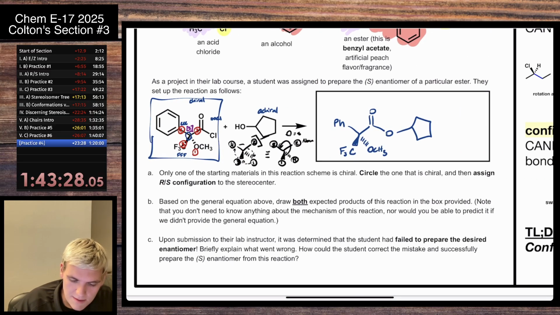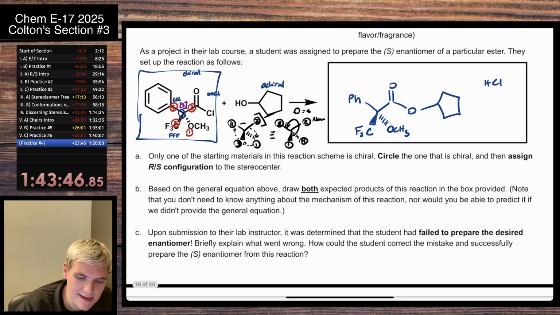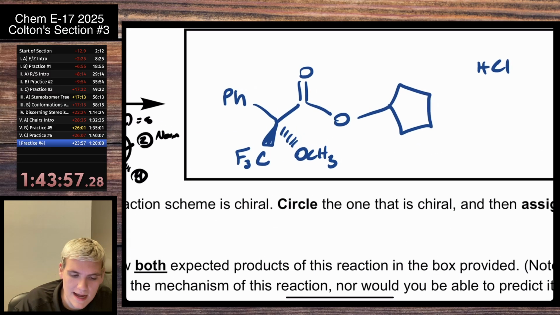Okay. Then part B, it says draw both of the expected products. So we draw the first one. The other one is the HCl that came off. We did that first because that's the easiest. Then lastly, they found out that they prepared the wrong stereoisomer. So they wanted to prepare the S enantiomer, right? And we start off with the S stereocenter. But apparently this is R. Let's verify that this is actually R now.